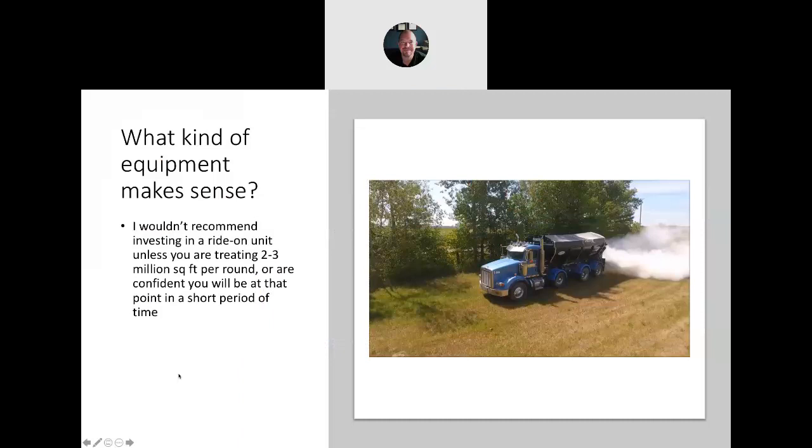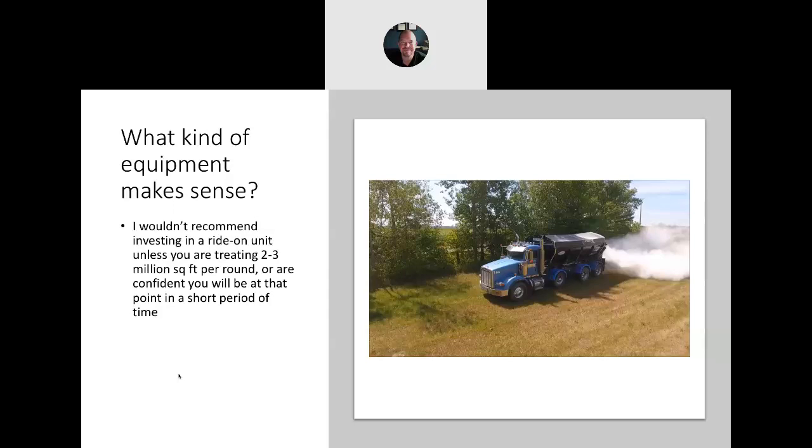So what kind of equipment makes sense? This is actually a commercial spreader unit. You can see it's actually a semi-truck. ATS does do this on golf courses. We've got special trucks with float tires that have the ability to go out on the turf and cause minimal compaction issues, and we can do large area applications. So this is on an extreme scale for commercial application.